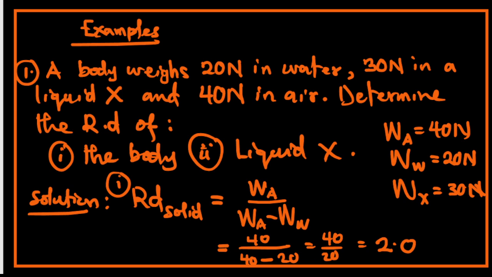This is an example where a question provides the weight of a substance in water as 20 newtons, the weight in a certain liquid X as 30 newtons, and the original weight of the object in air as 40 newtons. The question wants you to determine the relative density of the substance. So this is the approach. I don't need to go through this again. Like I said, go through the last video.